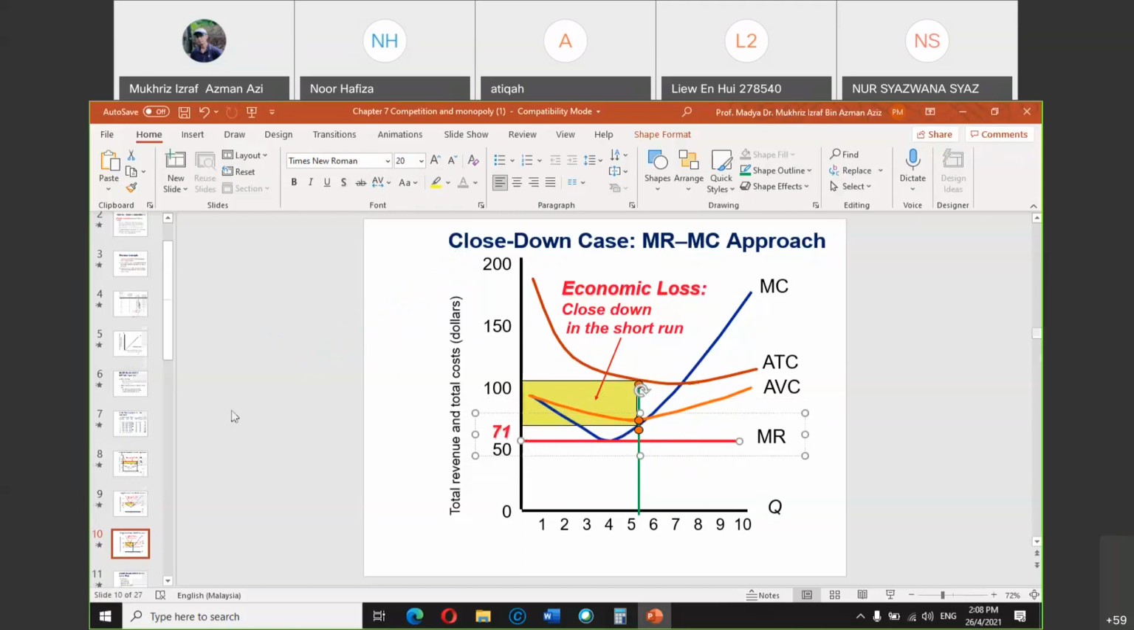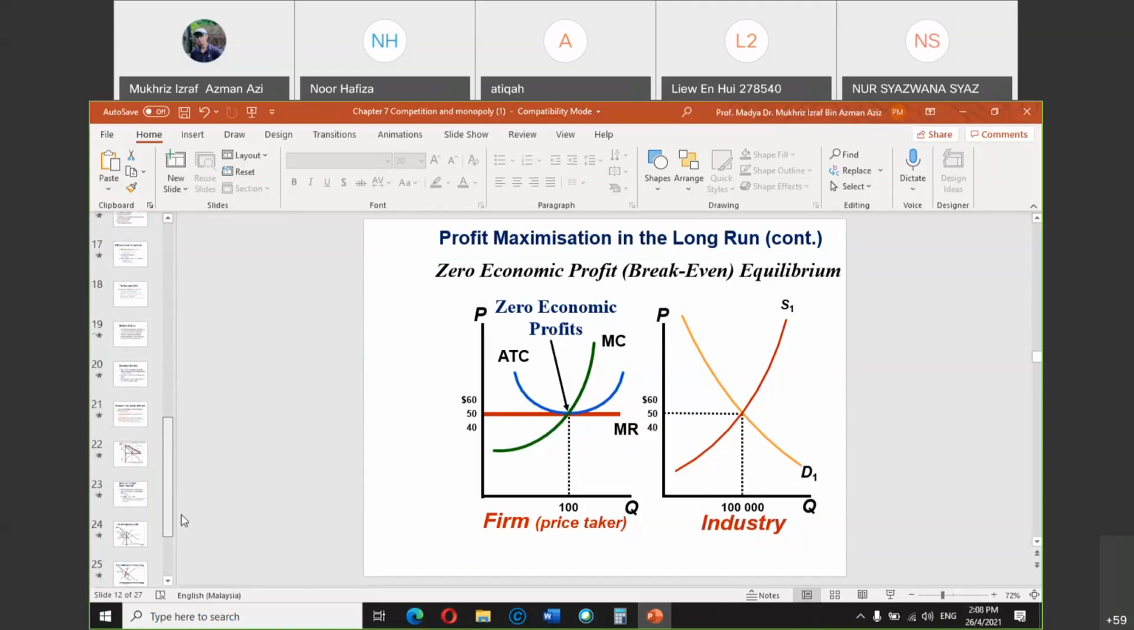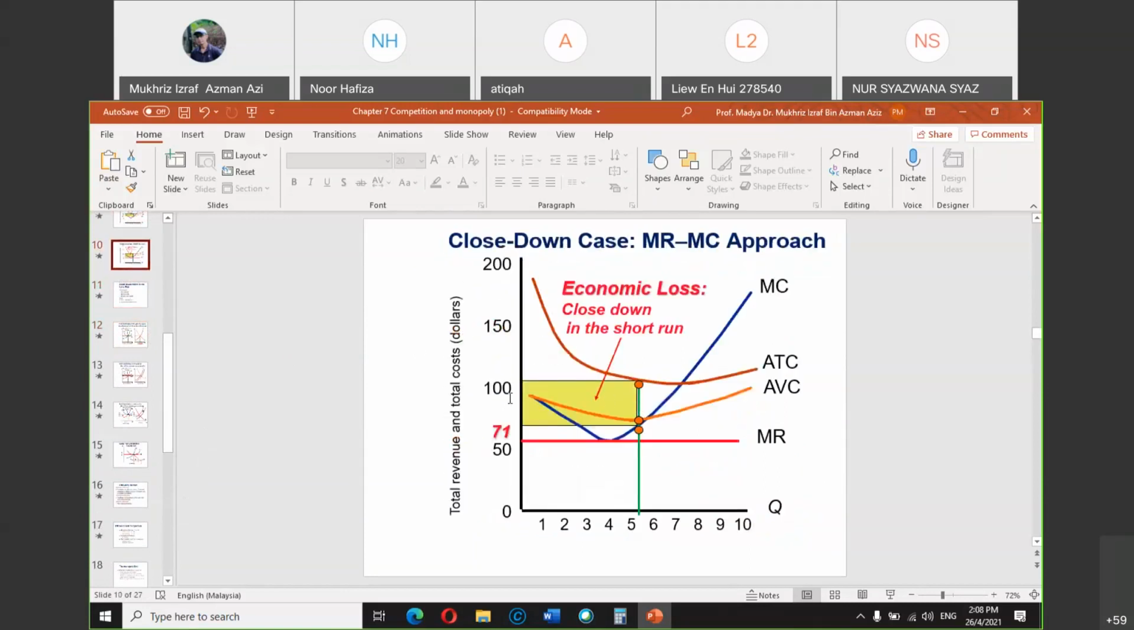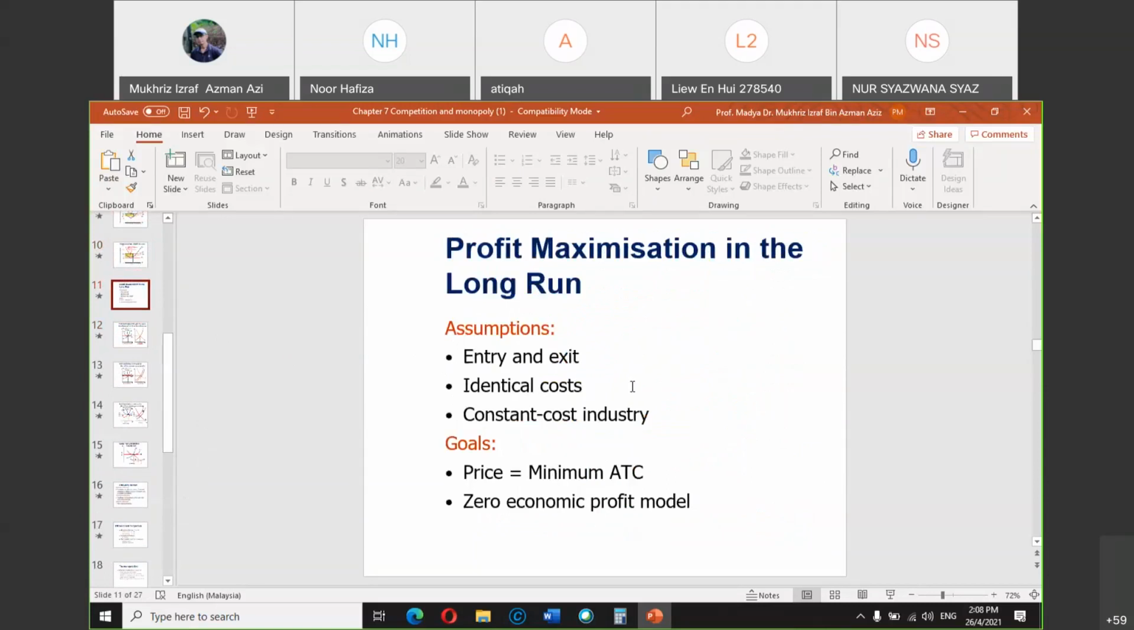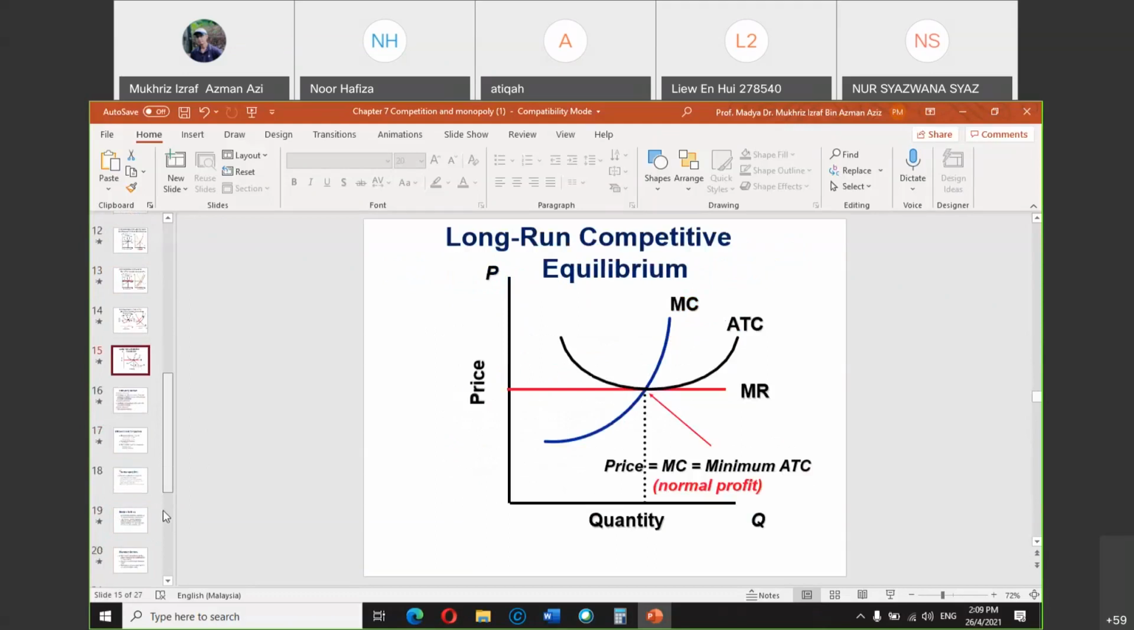So I think that is the rest of the slides on this long run part. We will cover that next class, next Thursday. For today, we stop at the shutdown or close down point, the difference between continuing or not continuing. Next class we will cover the long run condition, and then we will also look at this condition under monopoly. Monopoly has not so much to discuss. The main thing is perfect competition.